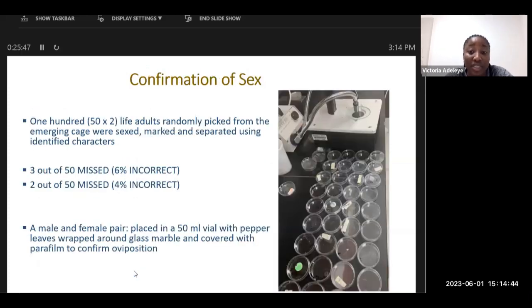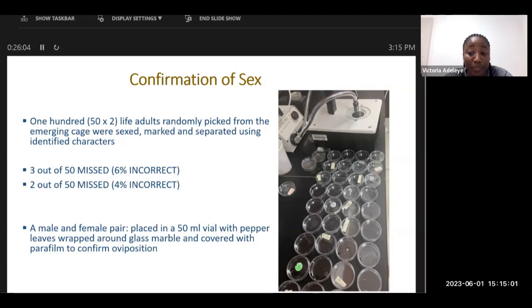And so to confirm sex, 50 live adults that were considered male and female after observations were marked, and I kept them separately. And then I dissected the genitalia to confirm the accuracy of the sex identification that I observed.